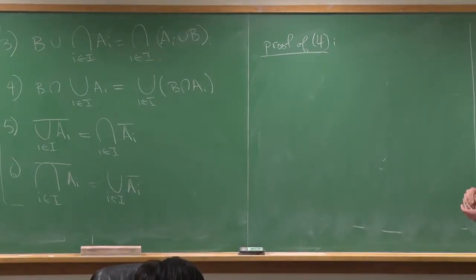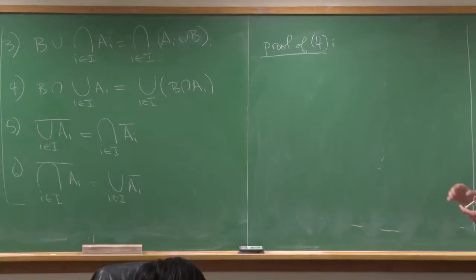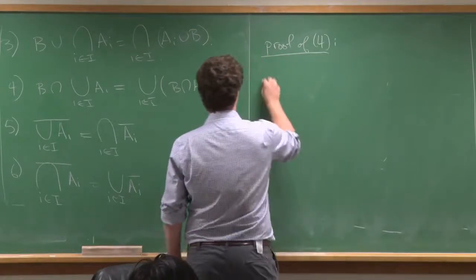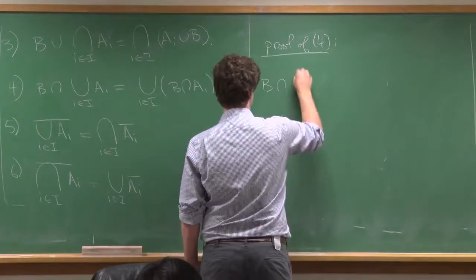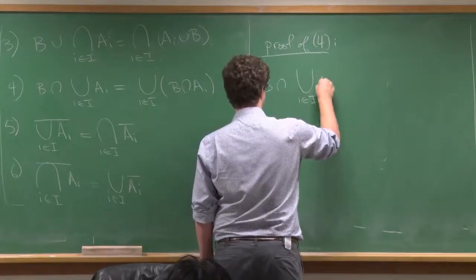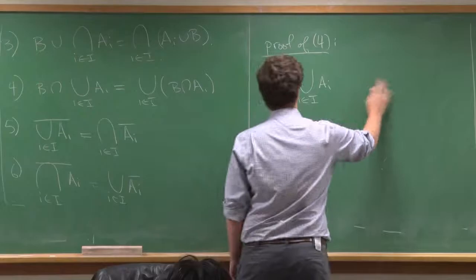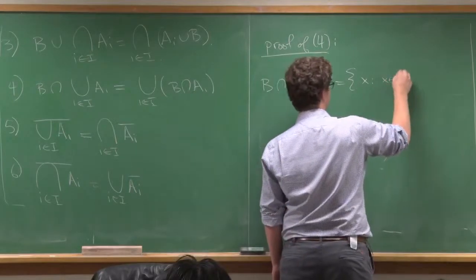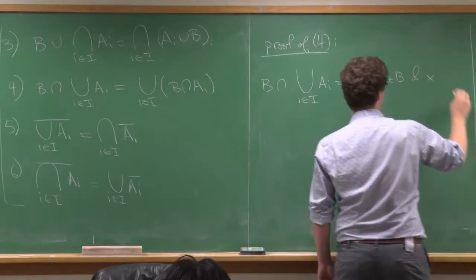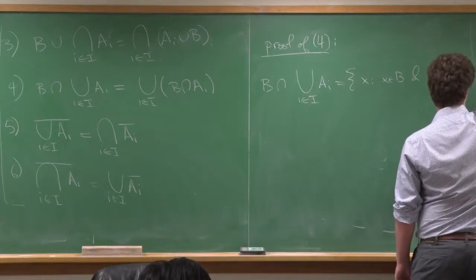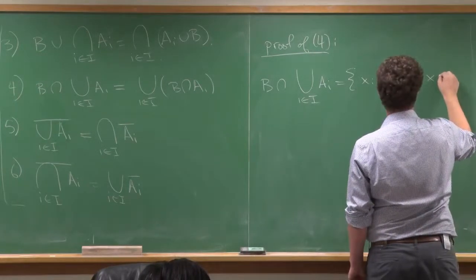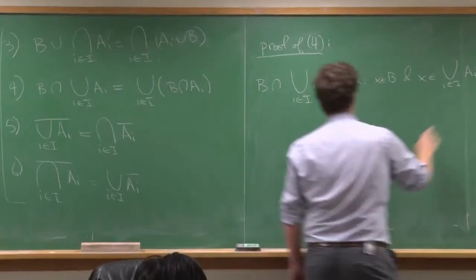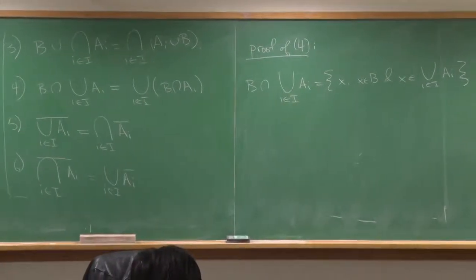Let's just write out what it means. I'm going to write out what this set means, manipulate it, and show that it's equal to this other set. So B intersect this big union is the set of x such that x is an element of B and x is an element of this big union. That's the definition of an intersection.